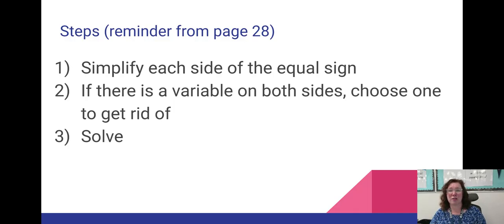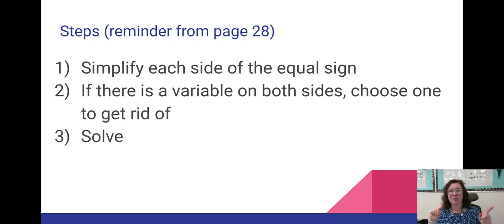So first, just a reminder of how to solve equations that we already took notes on. Simplify each side of the equal sign. So like one side, simplify that. Do all the distributing, do all the combining like terms. Then on the other side, simplify that. Do all the distributing, do all the combining like terms.